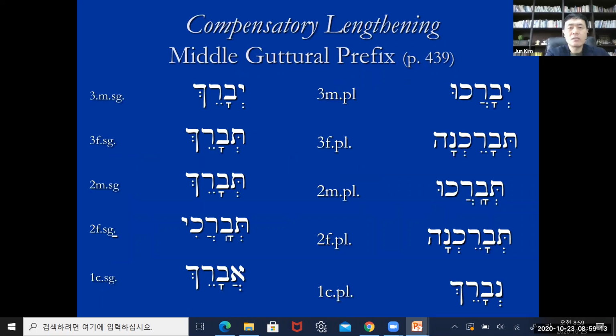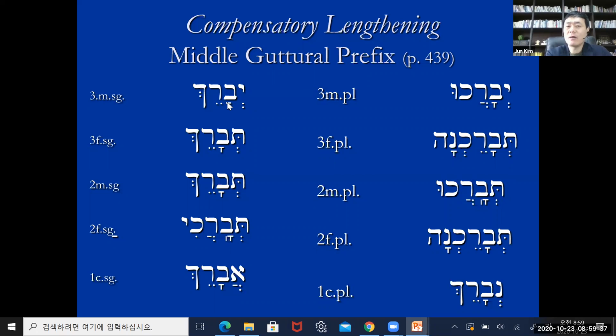Okay, let's look at the chart. This is compensatory lengthening, middle guttural prefix. So if we didn't take a look at the strong verb PL, then we cannot recognize what is special here. Everything looks quite normal, isn't it? But now you must know why.